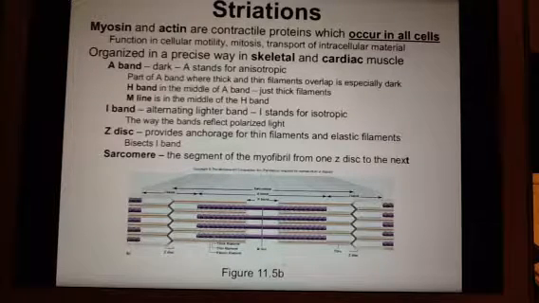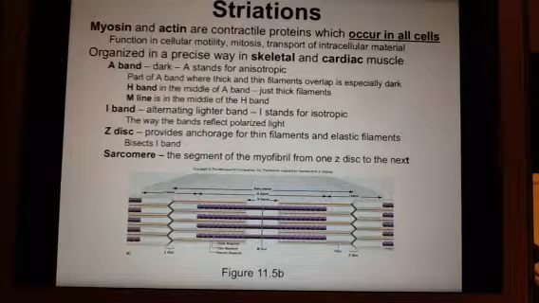So here's a whole sarcomere, and we can see those thick and thin filaments that we saw earlier, but now we can see a little bit better arrangement of those. The myosin and the actin are the proteins that are going to contract. They occur in all cells. They help with cellular motility, mitosis, and the movement or transport of intracellular material. In skeletal and cardiac muscles, they are organized in a very precise way.